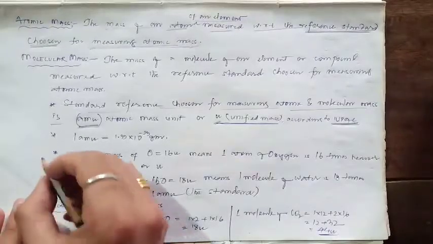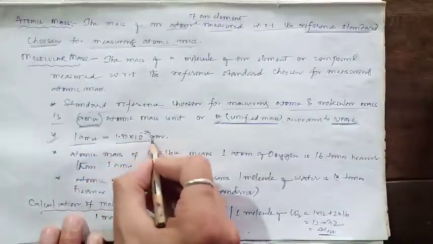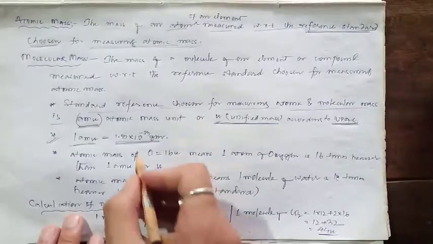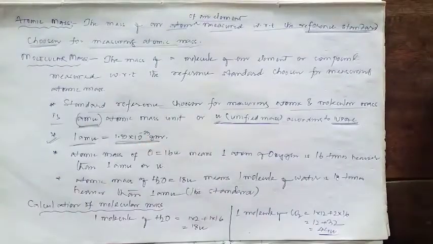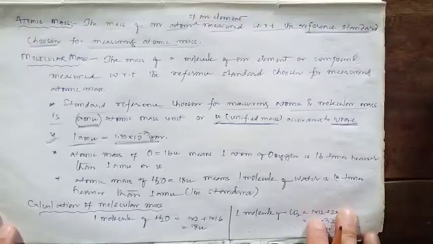Now student, what is the mass? AMU equivalent to gram. 1 AMU equals 1.99 into 10 raised to minus 23 gram. Now think about this number. This number is extremely small. So 1 AMU equals 1.99 into 10 raised to power minus 23 gram.